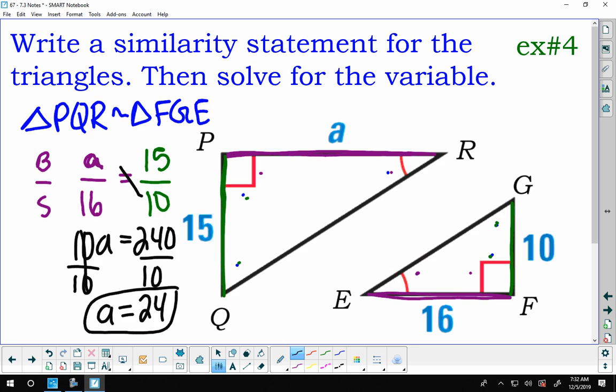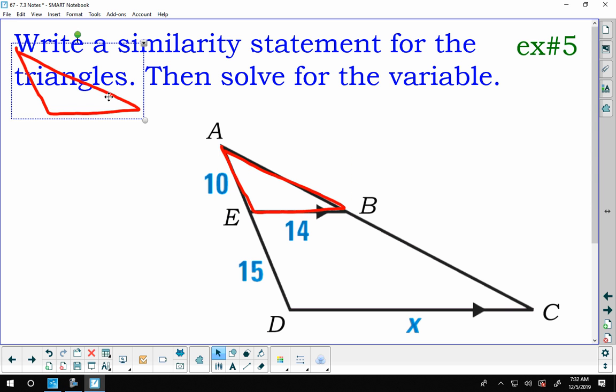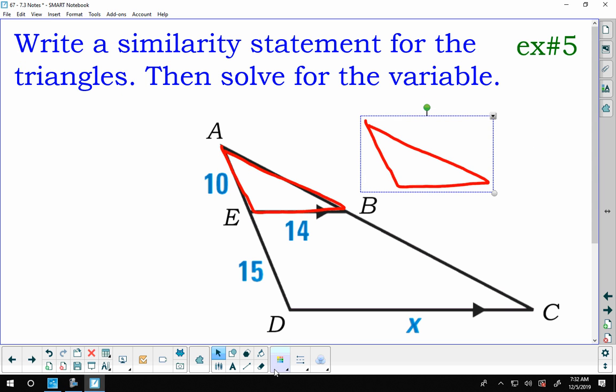And one more problem. We're going to look at some parallel lines. So we actually have two triangles here, and I'm going to separate them to begin with. You don't have to. It just makes it easier. So we have triangle AEB. And then we have this bigger triangle, ADC.